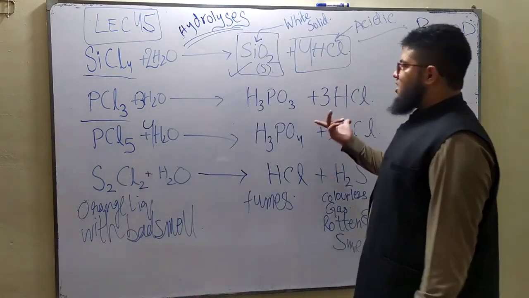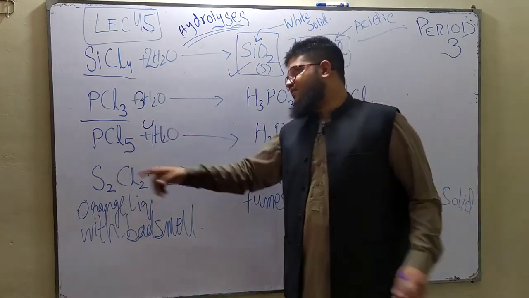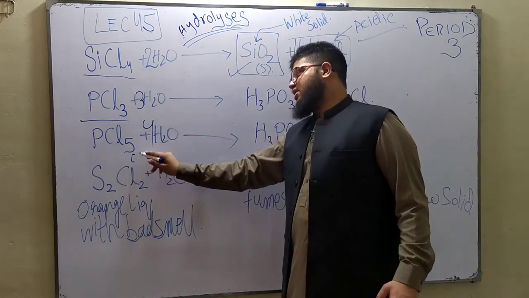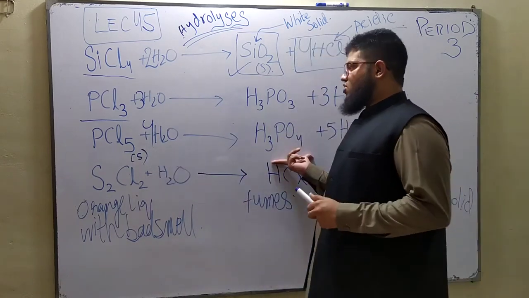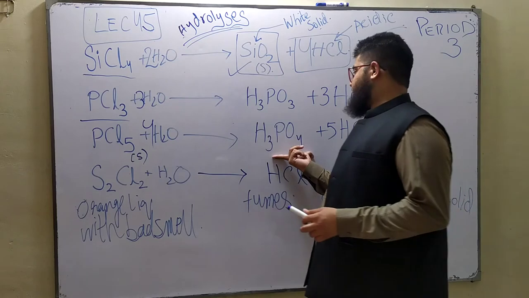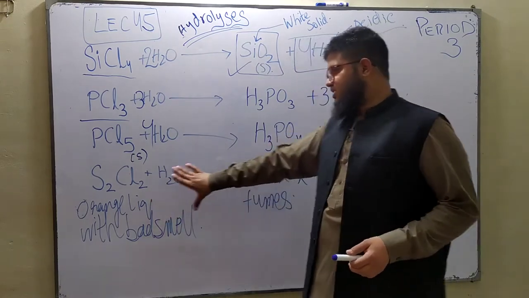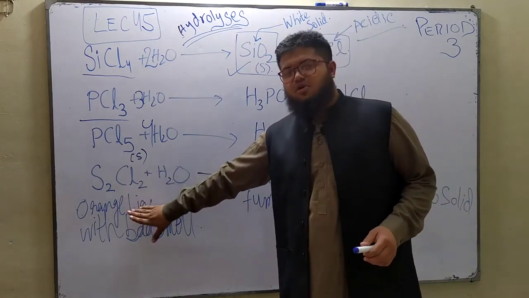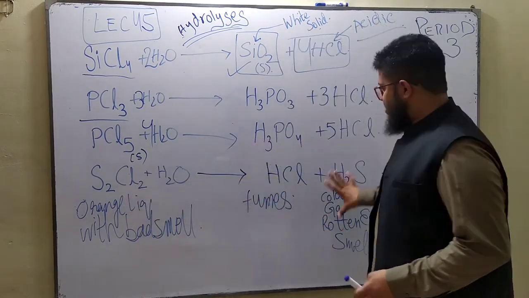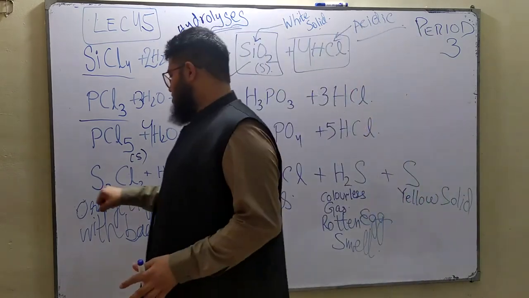With PCl3 you get H3PO3, but with PCl5, which is actually a white solid, as I told you in the previous lecture, you get H3PO4, not PO3, rather you get PO4 along with HCl. And then S2Cl2, well, this reactant is not very important, but its products are. You must know the observation of the products, so we'll talk about them right now.